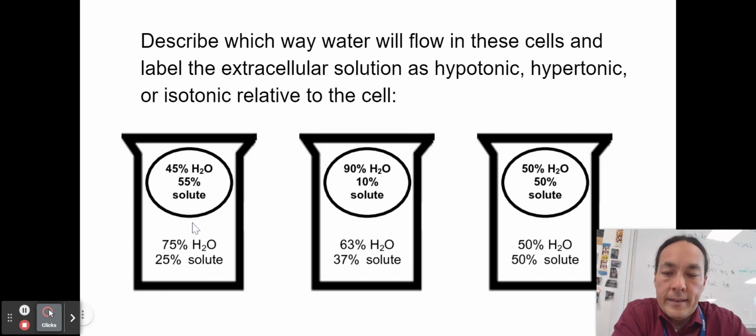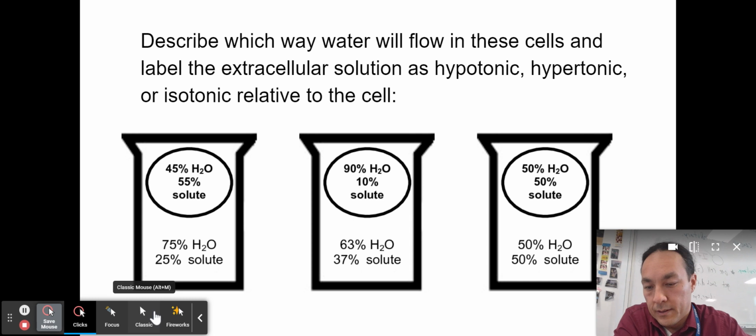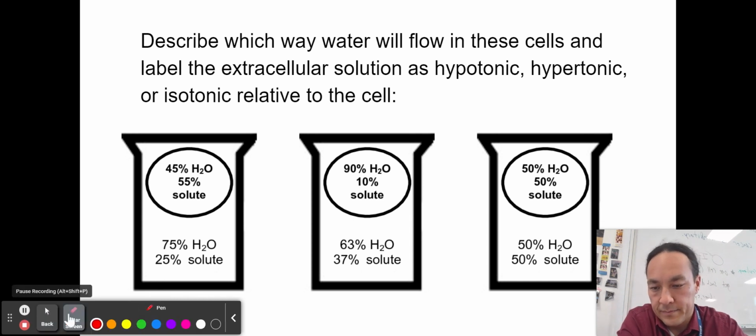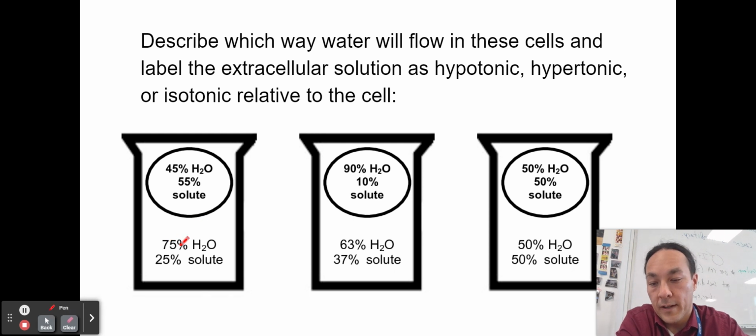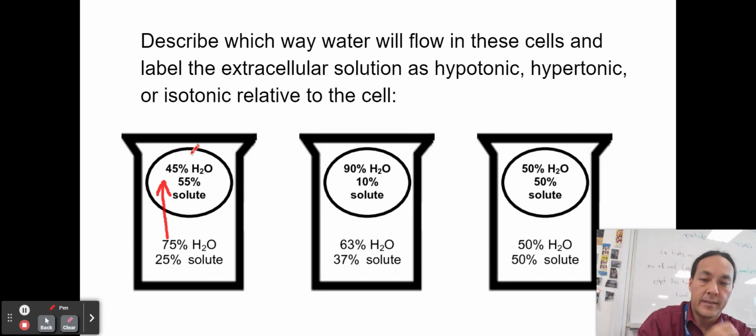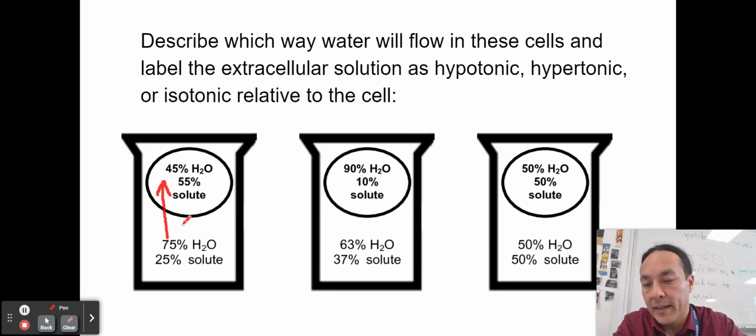Okay, in this picture right here, one second while I get my pen. There's 75% water on the outside and 25% solute. Inside the cell, there's 45% water and 55% solute. The water goes from an area of high water concentration to low concentration. High water to low water. It will go into the cell. This is called a hypotonic solution. I remember that because it makes it bloat up like a hippo.